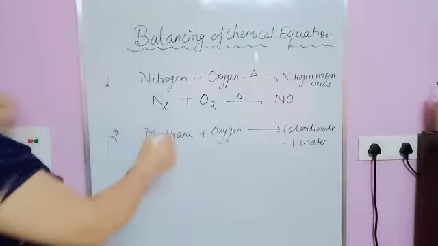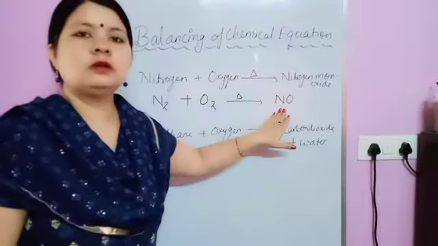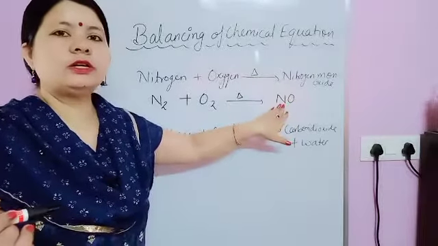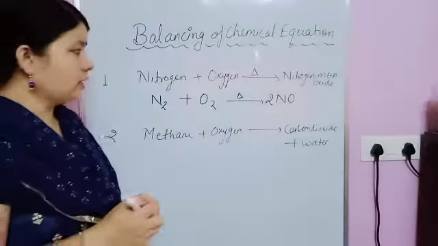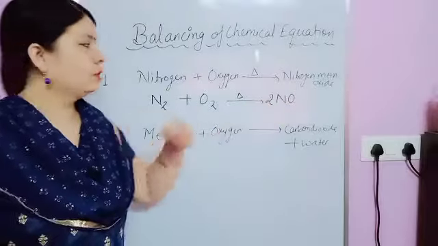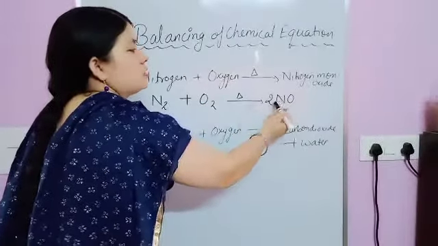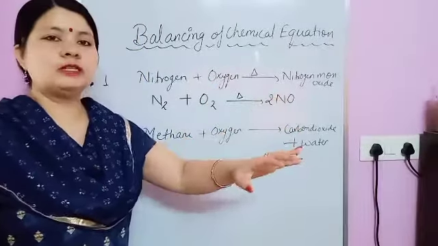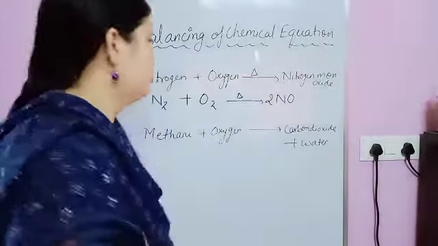Now just see, in case of this one, check nitrogen: reactant side 2, on the product side it's only 1. So how to convert it into 2? Multiply by 2. Simple. Now check again: nitrogen is 2, here also nitrogen is 2. Now check oxygen: here oxygen is 2 and this one is also 2, because this 2 is for the whole NO. Whenever you balance an equation, you have to write the number in front of that particular compound.